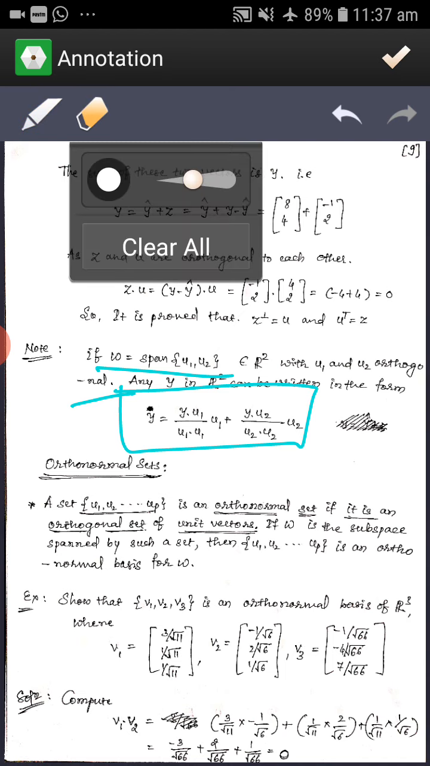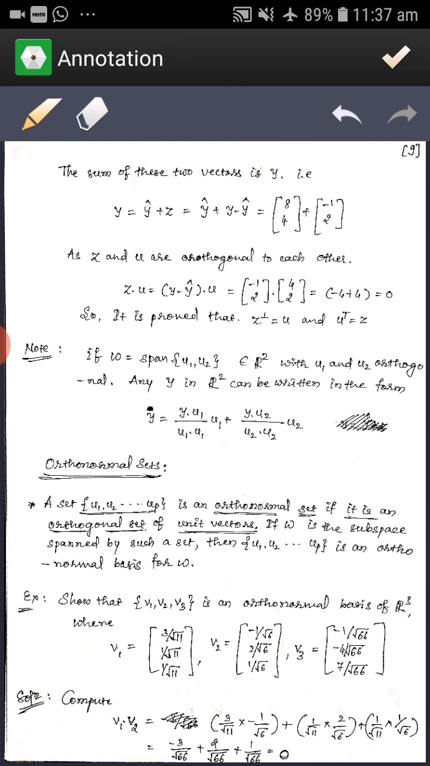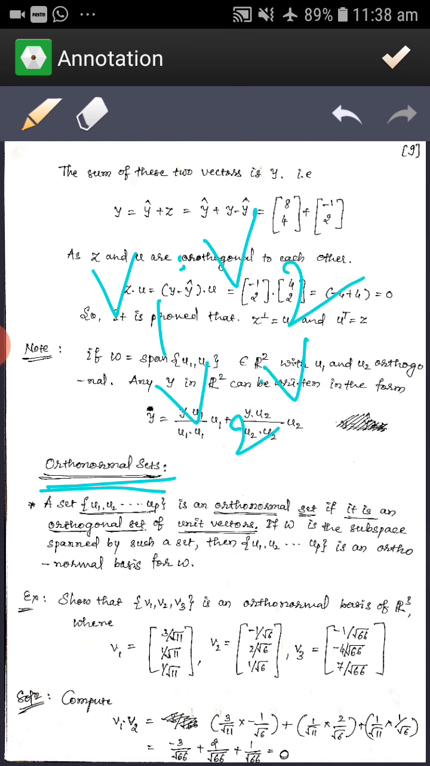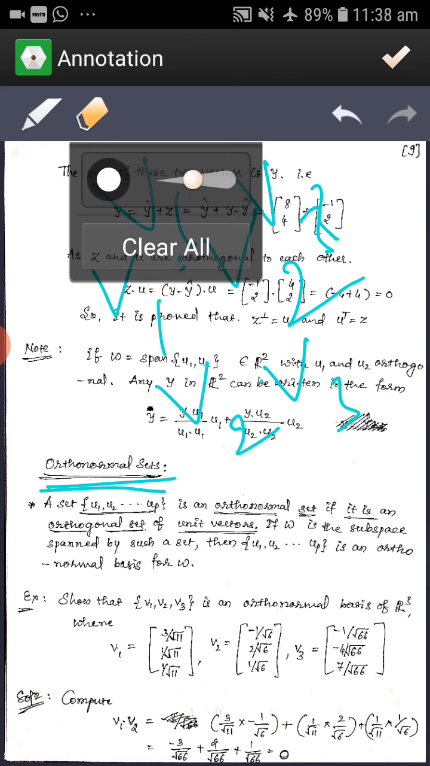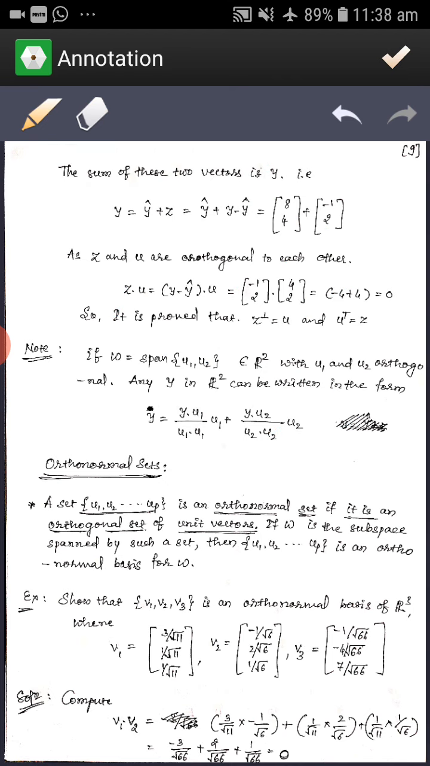Okay, now next we will start with the topic of orthonormal sets. So what are orthonormal sets? We have seen orthogonal. What is orthogonal? For a pair of vectors, if v1 dot v2 is 0, and v2 dot v3 is 0, or v1 dot v3 is 0, means all possible pairs of vectors in a set, if that is 0, then we call it orthogonal.